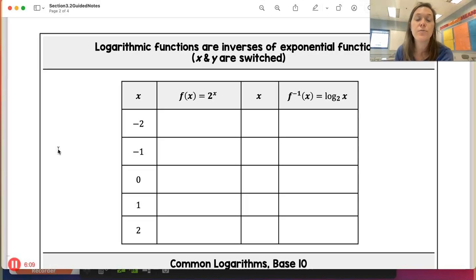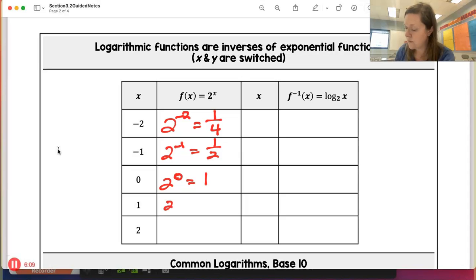So for example, 2 to the negative 2 power is equal to 1/4. 2 to the negative 1 is 1/2. 2 to the 0 is 1. 2 to the 1 is 2. 2 squared is 4, right?